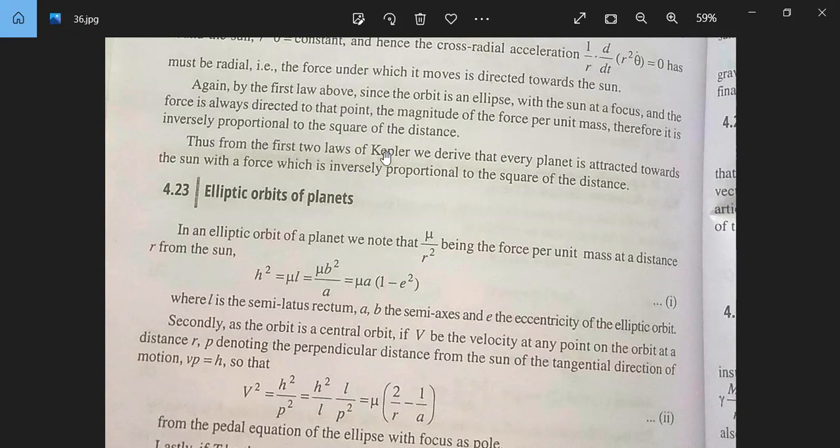Thus, from the first two laws of Kepler, we derive that every planet is attracted towards the sun with a force which is inversely proportional to the square of the distance. Distance के square से inversely proportional है, यानी proportional 1/r square. अब देखिए elliptic orbits of planets. In an elliptic orbit of a planet, we note that mu by r square being the force per unit mass at a distance r from the sun.